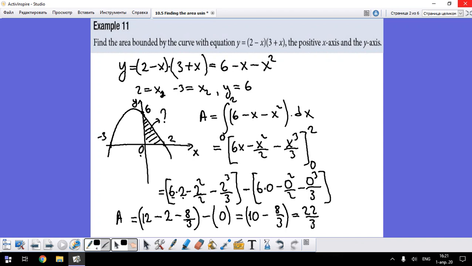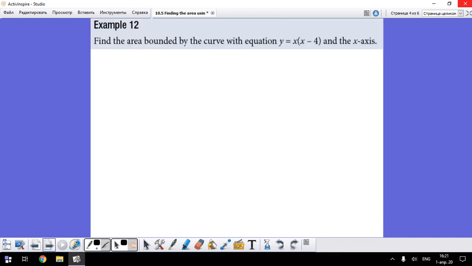So our area is A equals 22 divided by 3. So the area bounded by this curve is just 22 divided by 3. Now let's continue with the next question.